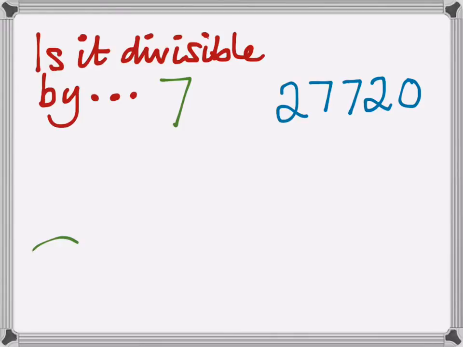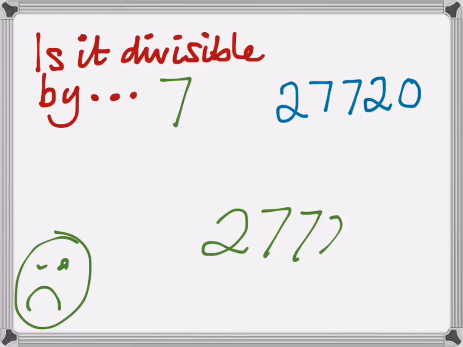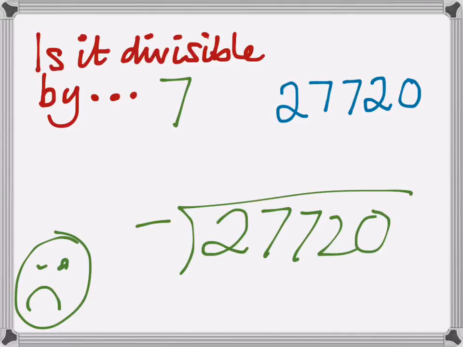Now, unfortunately, there is no easy method to check if a number is in the 7 times table. There are methods around. They're very complicated. So personally, I find it easier just to do a division sum, a bus stop. Let's try it. 7's into 2 doesn't go. So 7's into 27. The closest would be 3, which makes 21. And then you've got 6 left over.